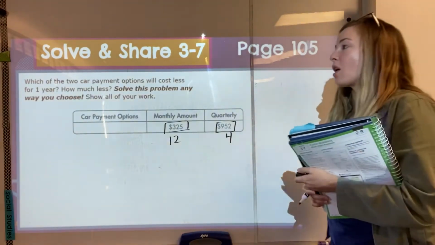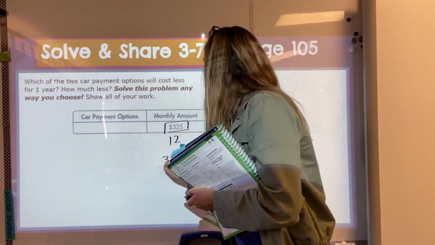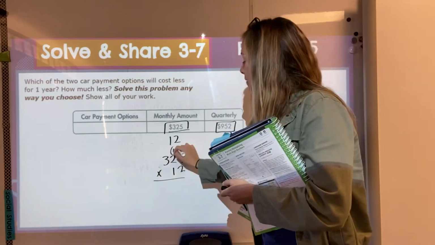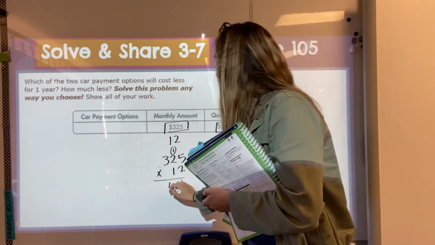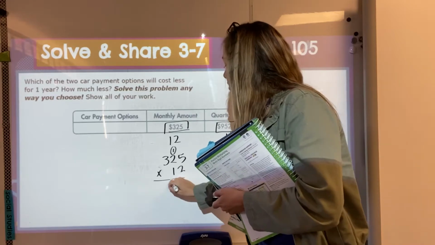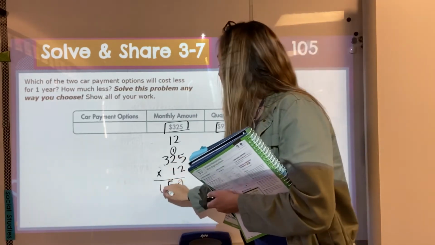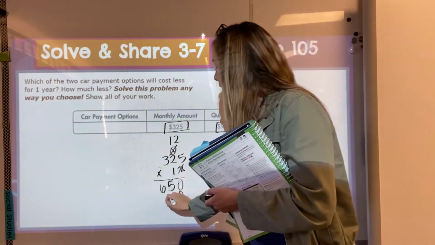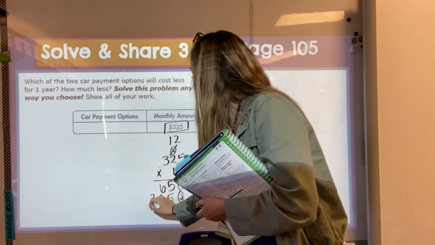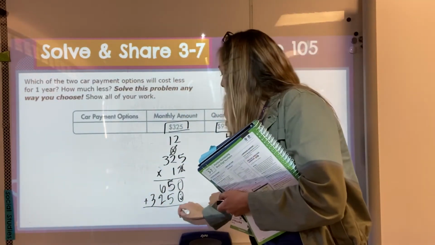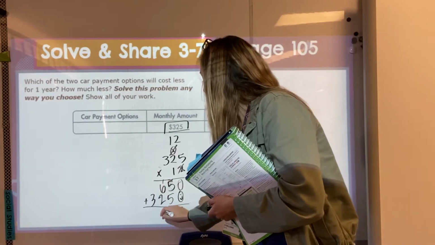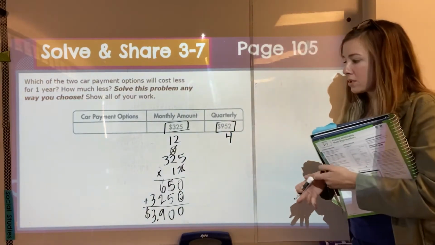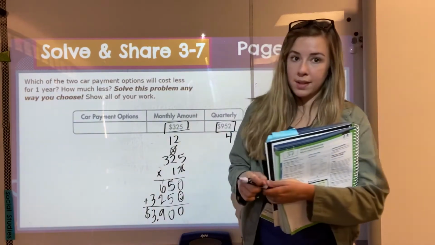Okay, let's go ahead and solve through it. If I take my 325 and I multiply by 12, so 2 times 5 is 10, 2 times 2 is 4, plus 1 more is 5, sorry. At least I caught it. 2 times 3 is 6. Bring my 0 here down, crisscross out my old numbers. Now I'm gonna do 1. 1 times 5 is 5, 1 times 2 is 2, 1 times 3 is 3. So now I just add them together. And we get $3,900 total for the year that they would pay toward their car payment.